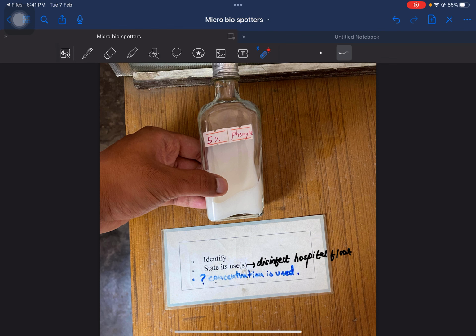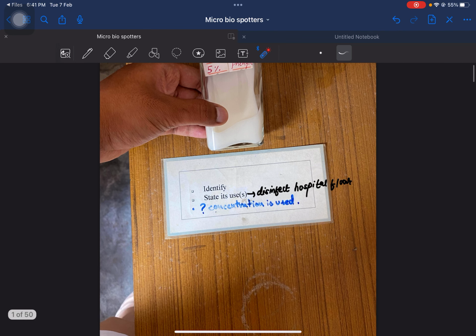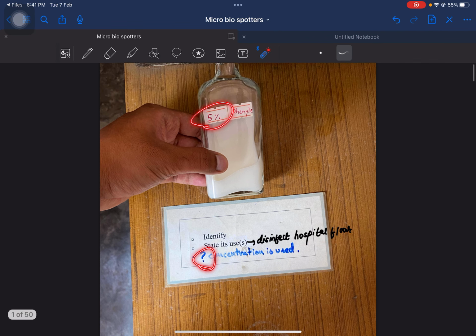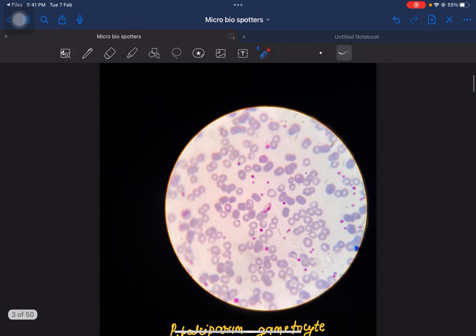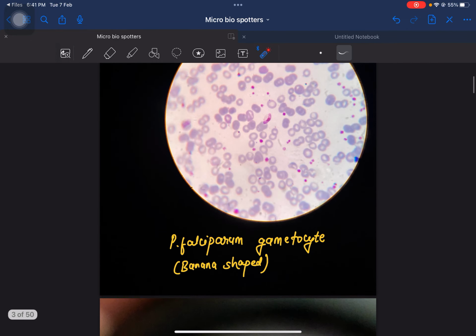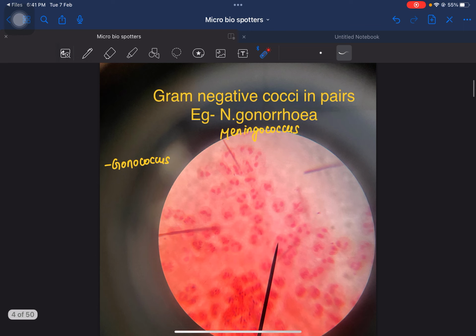Okay. So this is 5% phenyl. It is used to disinfect the hospital floor. Concentration, it is obviously 5%. Now, like this, the gram negative, the gram positive cocci, bacilli can be given, and you have to identify it based on the staining that it has taken, as well as the shape of the bacilli. If it is oval shaped or round, that's cocci, and if it is elongated, that's bacilli. Okay, and also remember some of the examples.